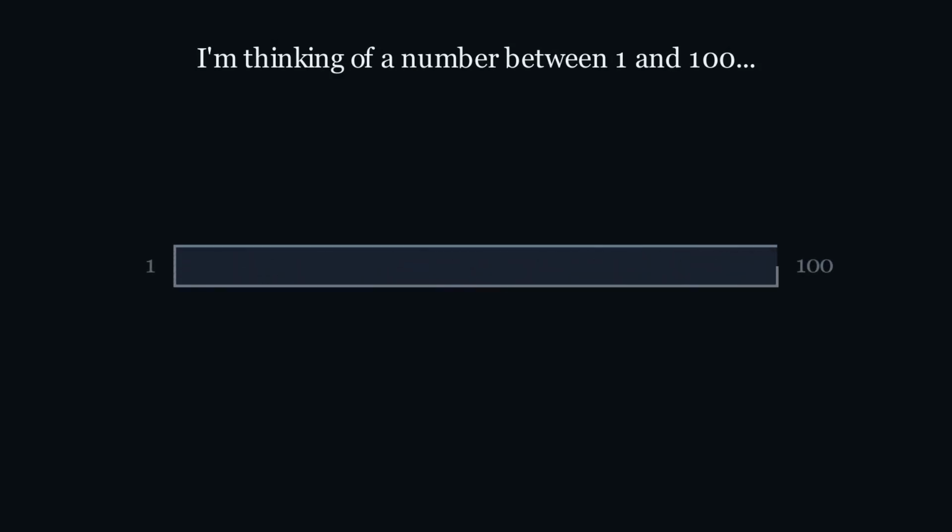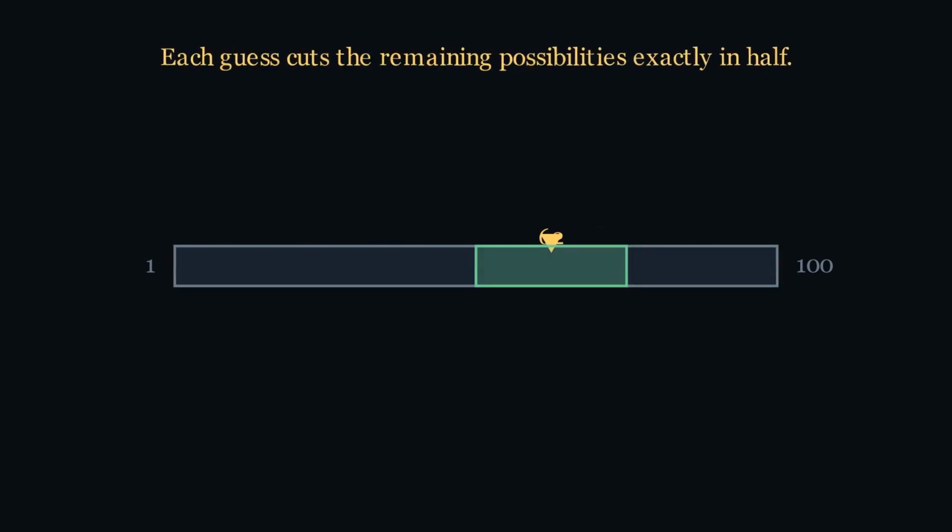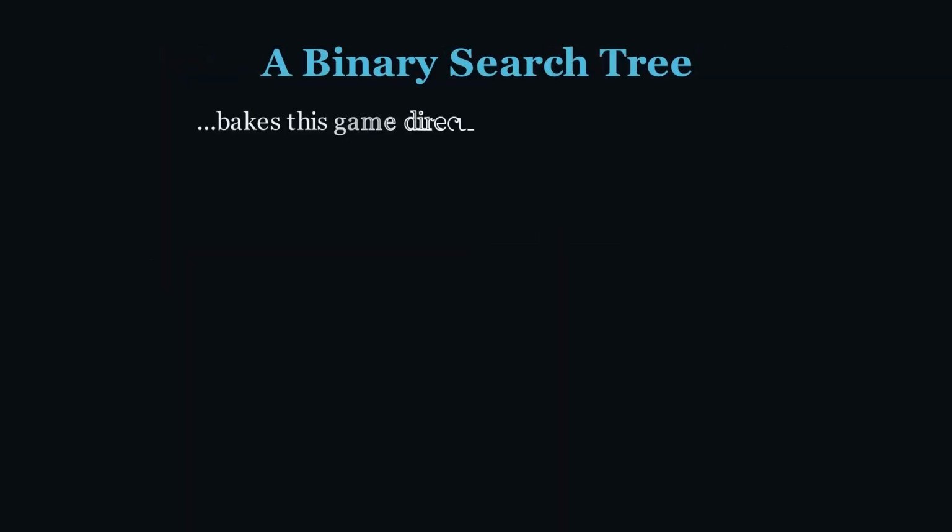Let's end with a game you've probably played before. I'm thinking of a number between 1 and 100. You guess, and I tell you higher or lower. If you're playing well, you don't guess 1, then 2, then 3. You guess 50. Then, depending on the answer, 25 or 75. Each guess cuts the remaining possibilities exactly in half.